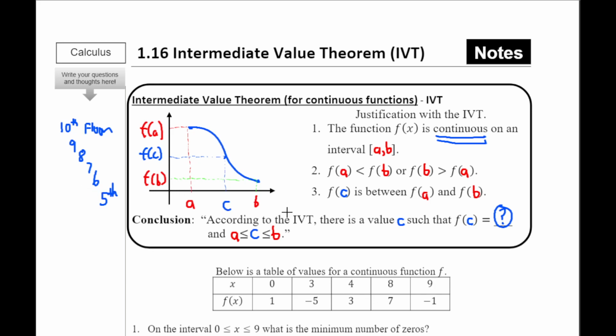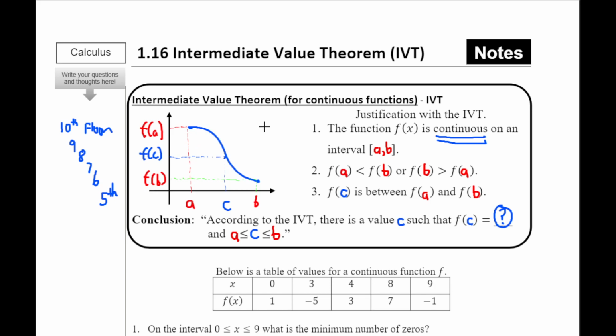So again, this is just guaranteed because there's a chance, right? If you start on the 10th floor, you could have gone up to the 11th floor, 12th floor, then back down to the 5th floor. But you don't know for sure. It's not guaranteed. What is guaranteed is any values in between. So the way we justify this is according to the IVT, there is a value C, so some x value input, such that f of C is equal to whatever they want it to be, and C is in between A and B.